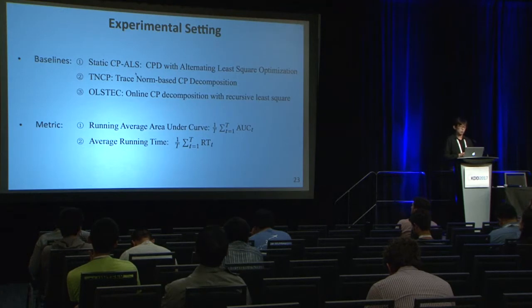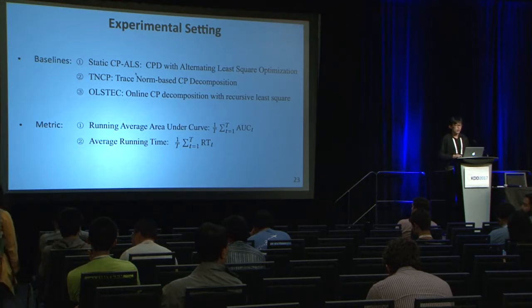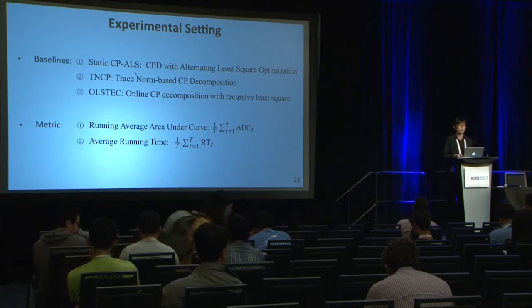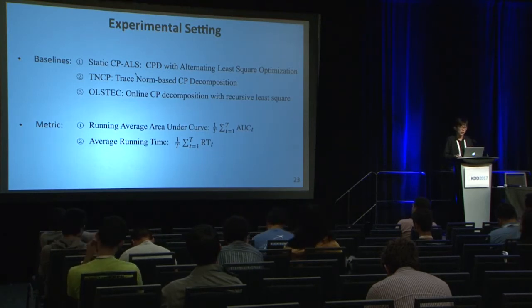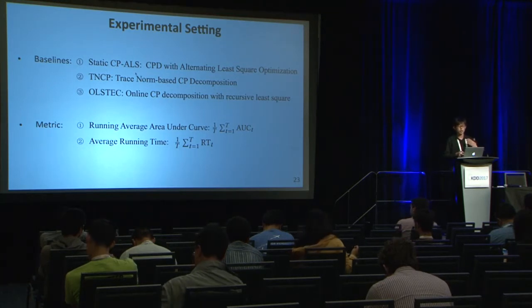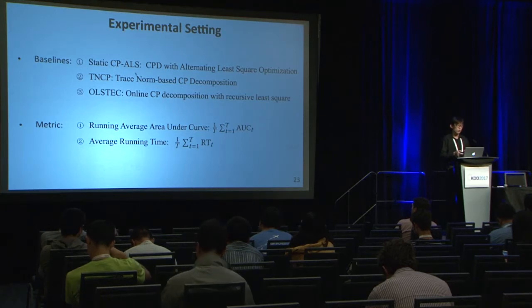We compare our method with 3 different kinds of baselines. The first baseline is the static CP-ALS method, the CP decomposition with alternating least squares optimization. The second one is the trace norm-based CP decomposition, which could be treated as a special case of our framework when the time step is 1. So it's kind of like a static case of our dynamic model. The last baseline we use is the OLSTEC method, the online CP decomposition with recursive least squares. This method is originally used to deal with the streaming tensor completion problem.